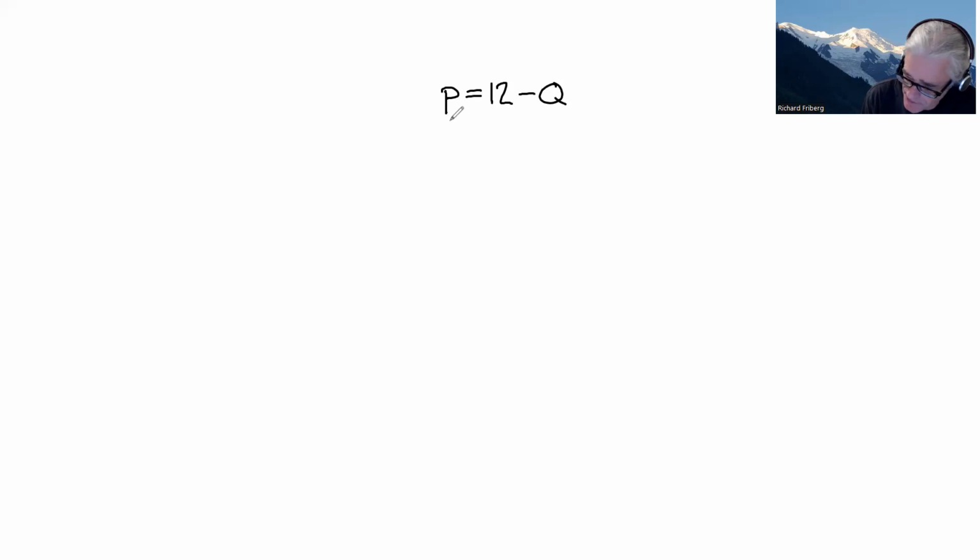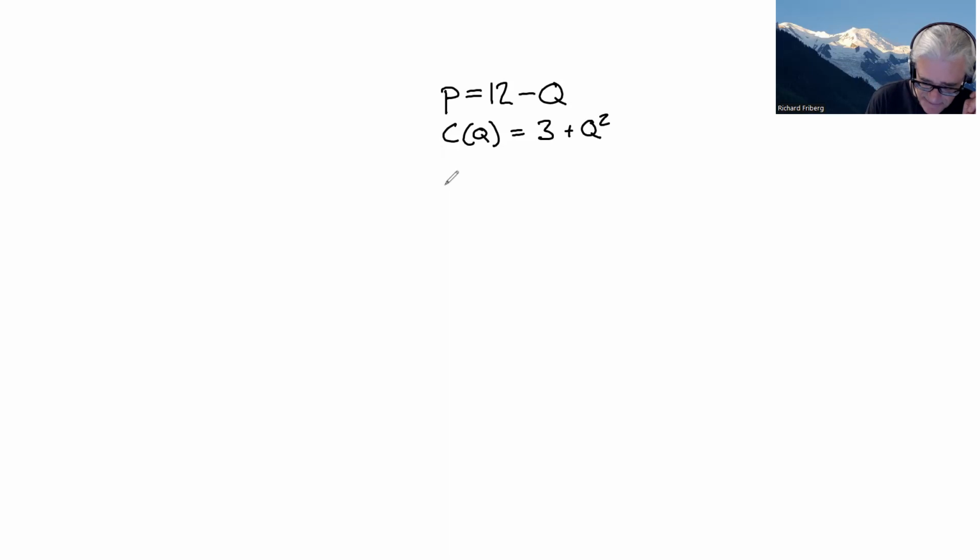There's an associated cost. Nothing in life is free. So the cost of producing Q units is given by a fixed cost, 3, plus Q squared, the variable cost. Okay, so given this, how much should the firm produce? What should the profit maximizing quantity be?